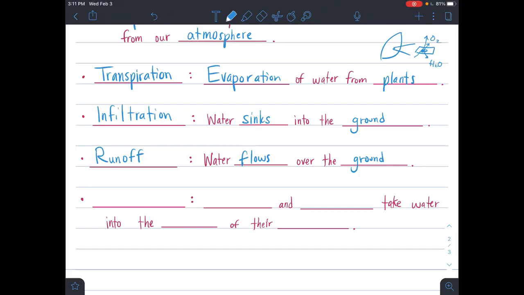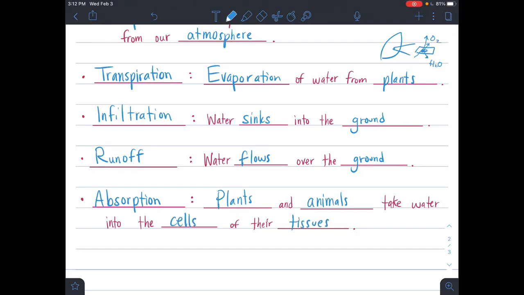The last term here is not specifically about plants or animals, but about both. And this is a process known as absorption. So when we drink water, we absorb the water into our body. When plants take up water, they absorb it into their quote-unquote bodies as well. So absorption is when plants and animals take water into the cells of their tissues.